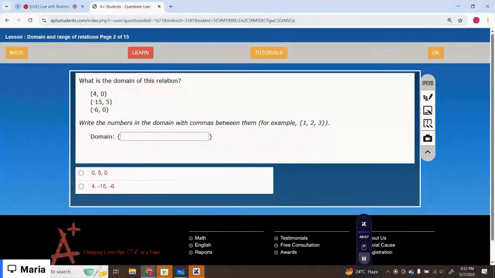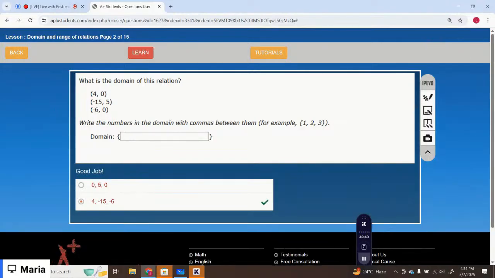What is the domain of the relation? Domain is the x value. So that is 4, -15, and -6. Option number two is the correct option.